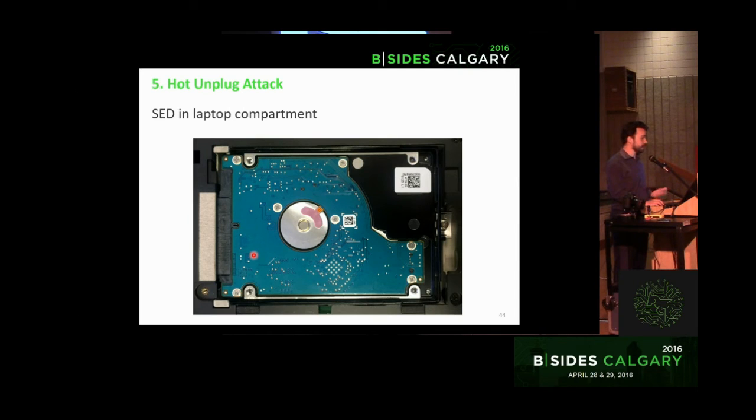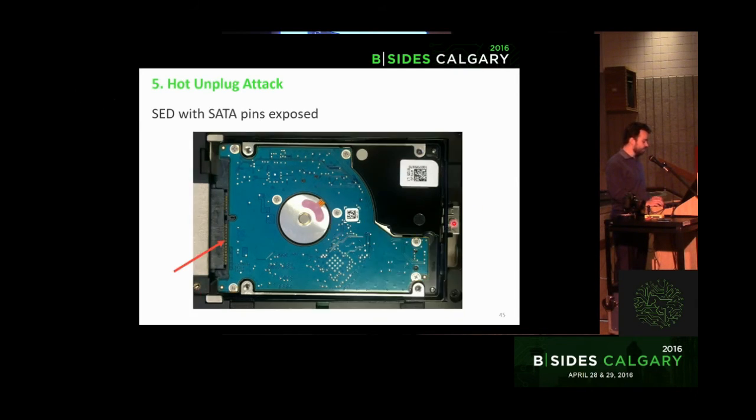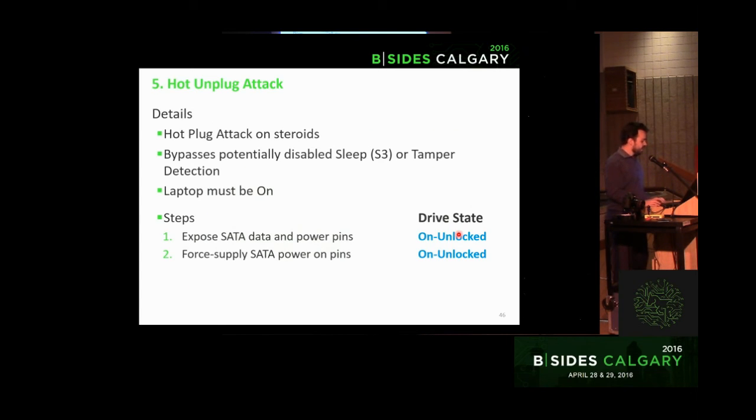So this is a drive in the drive compartment. You just undo the screw in this case and slightly pull it over. The drive is still connected. It's still powered on. It's still unlocked, but you have access to the pins. Then you're going to force supply power to the drive while it's in the laptop. So you're going to bring power from another source and connect it there.